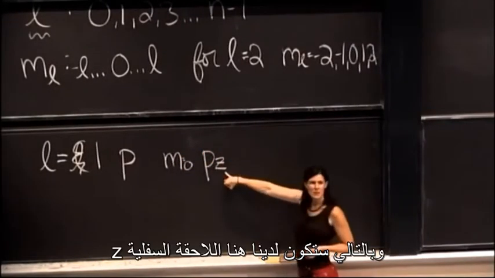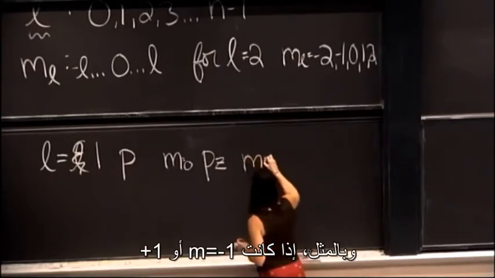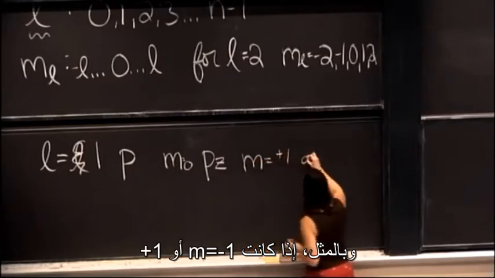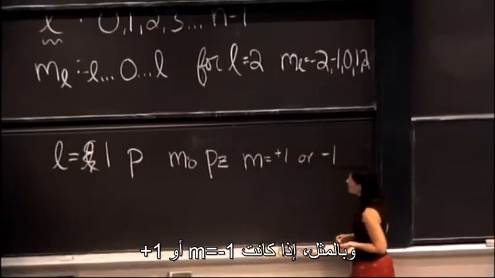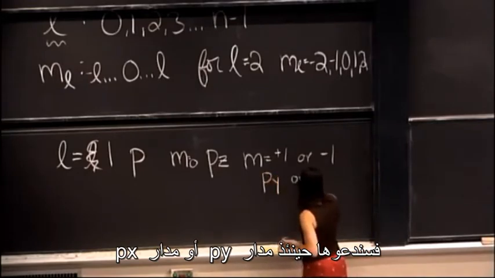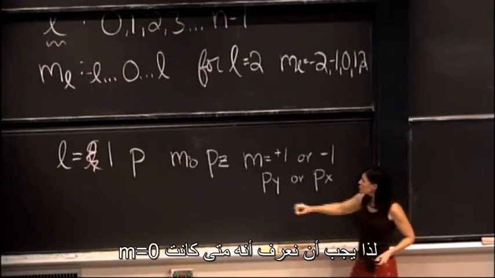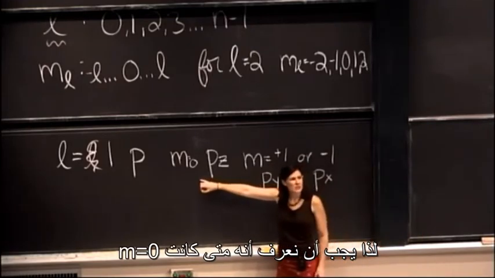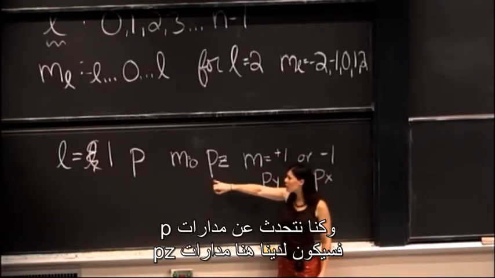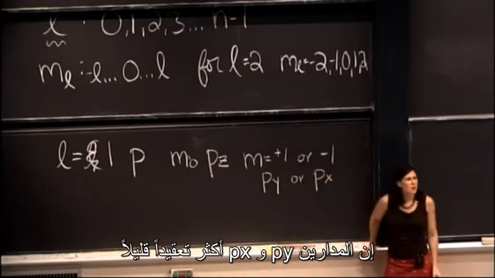So we would have this subscript z here. Similarly, if m is equal to either +1 or -1, we would in turn call it the py orbital or the px orbital. So you should know that anytime m is equal to 0 when we are talking about p orbitals, that it's the pz. The py and the px are actually a bit more complicated.